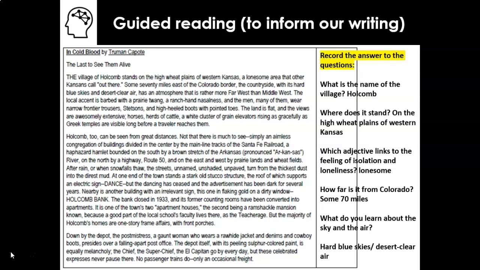So it then says, how far is it from Colorado? Did you get it? Brilliant, 70 miles. So some 70 miles east of the Colorado border, the countryside. Now, what do we learn about the sky and the air? And here it comes. The countryside with its hard blue skies. What an interesting way to describe the sky.